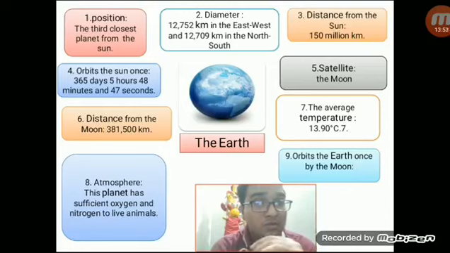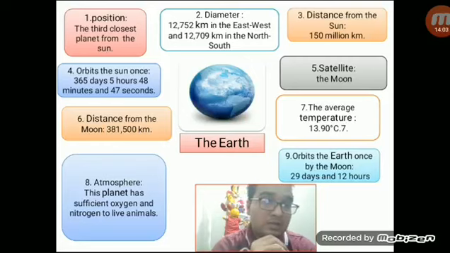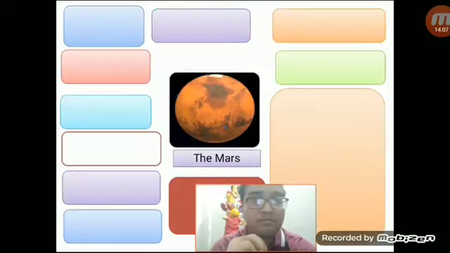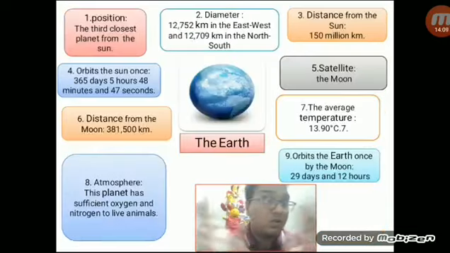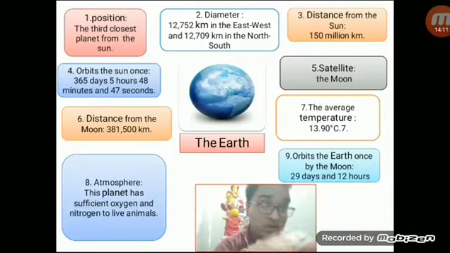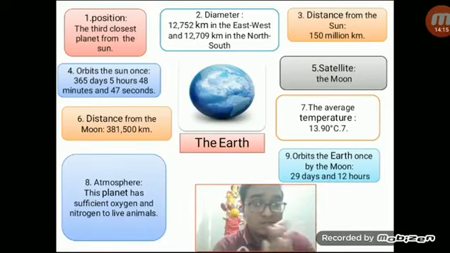Then orbits: to orbit the Earth once, the Moon needs 29 days and 12 hours. So dear students, that's all about our Earth. When you write about the Earth, you must write down this information in your answer script, then you will get good marks in your examination.